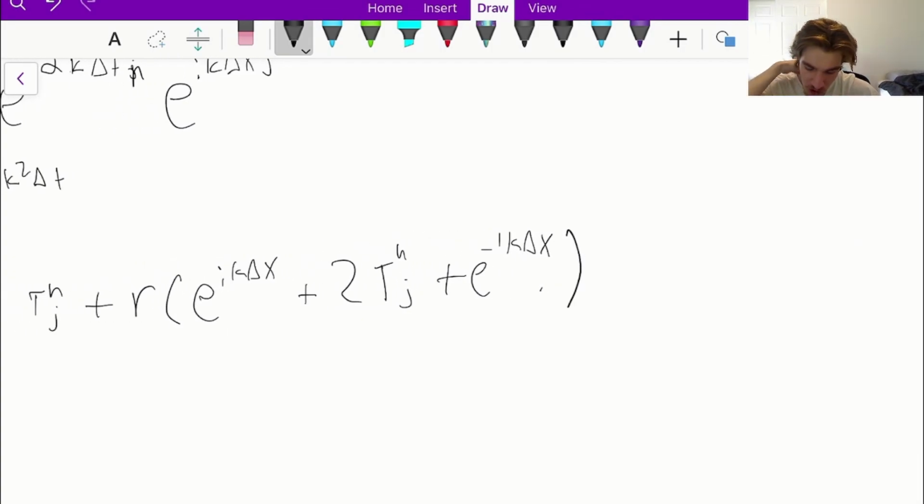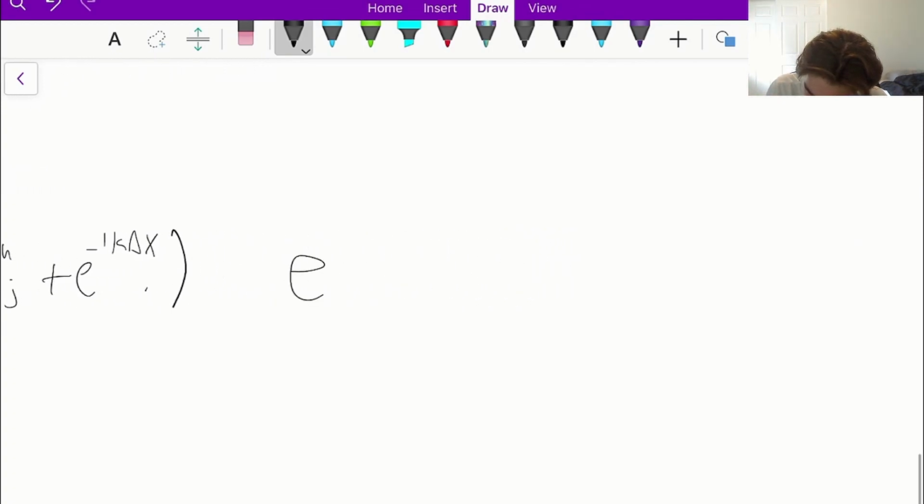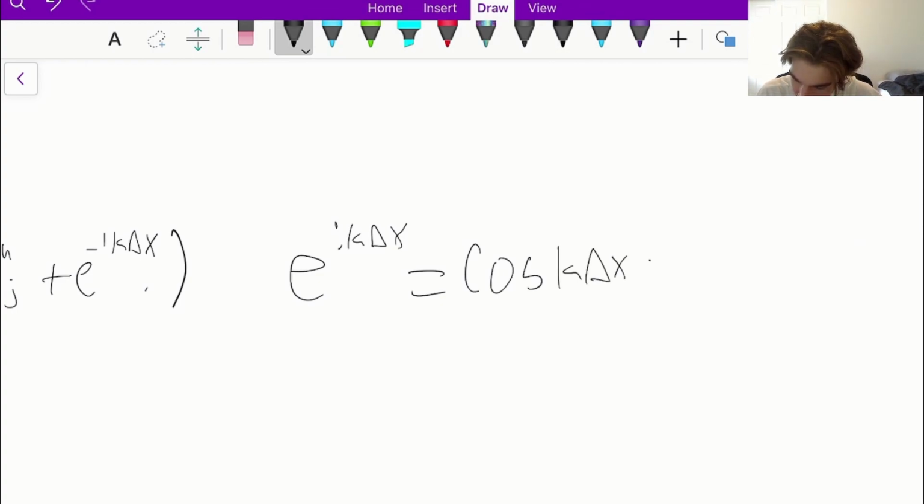Alrighty, now that we have that right there, we want to find out what e to the I k delta x actually means using an identity, right? So e to the I k delta x is equal to cosine of k delta x plus I sine of k delta x, apologies.